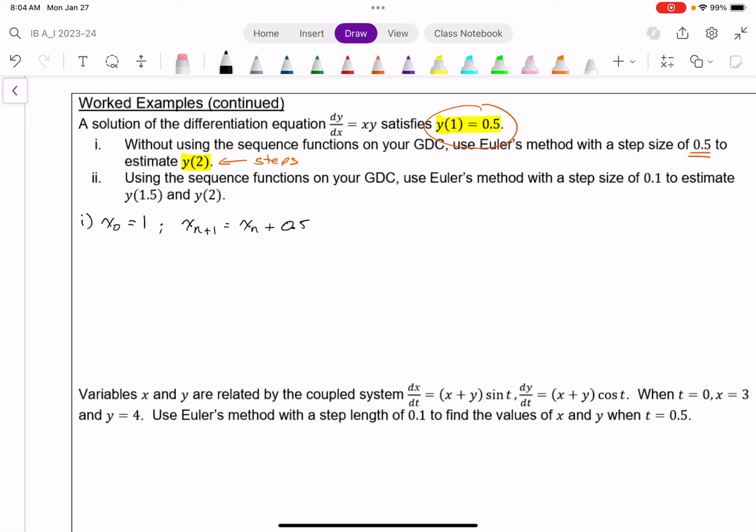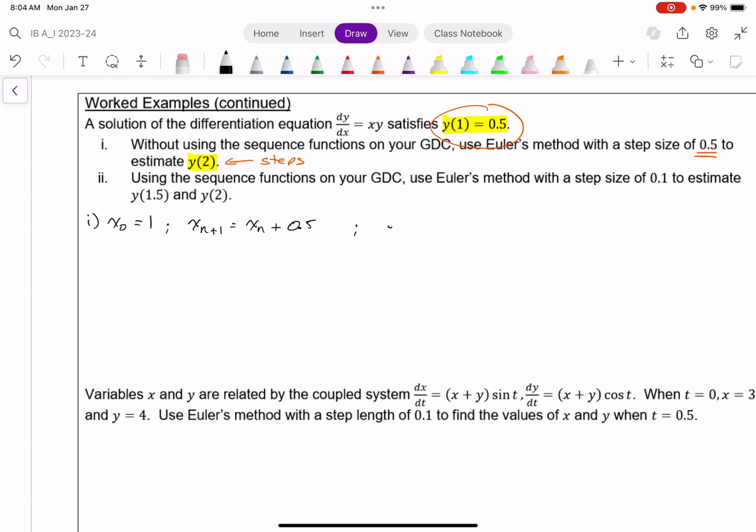Let's look at y. So y naught, we know, starts at 0.5. And every subsequent term is going to be the same as the previous term, plus the slope, essentially, which is the derivative dy dx, which is xy. So in this case, it's x n and y n, the previous x and y values, multiplied by the step size, which tells us how long, essentially in terms of x, each of these little line segments are. And now I just want to start working through this.